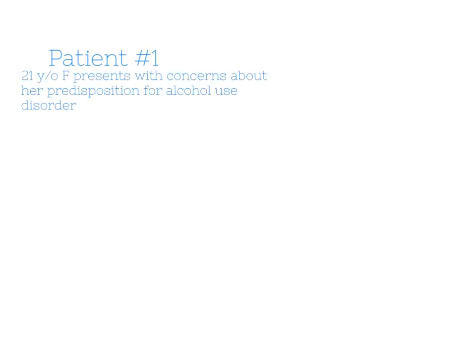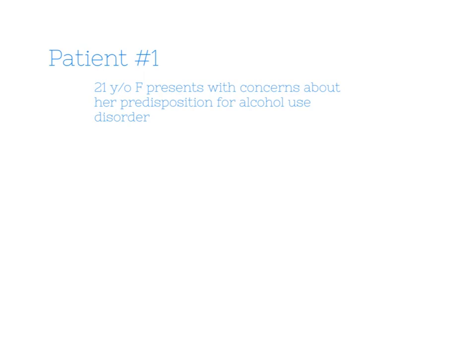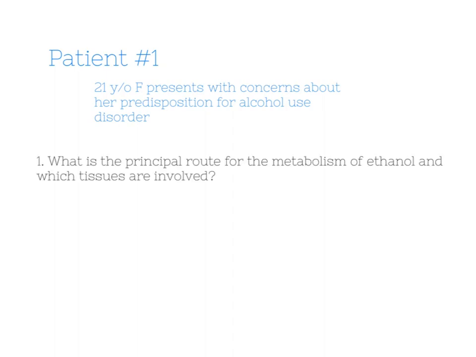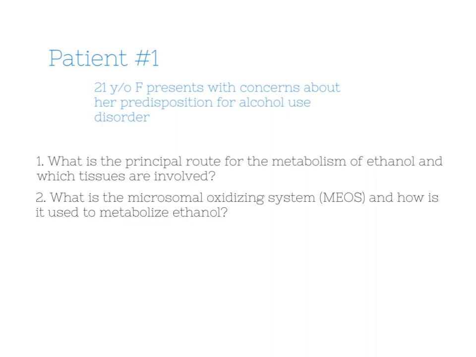Let's start with patient 1. A 21-year-old female presents to you with concerns about her predisposition for alcohol use disorder. In order to better address her concerns, we have to consider 3 questions. Number 1. What is the principal route for the metabolism of ethanol and which tissues are involved?